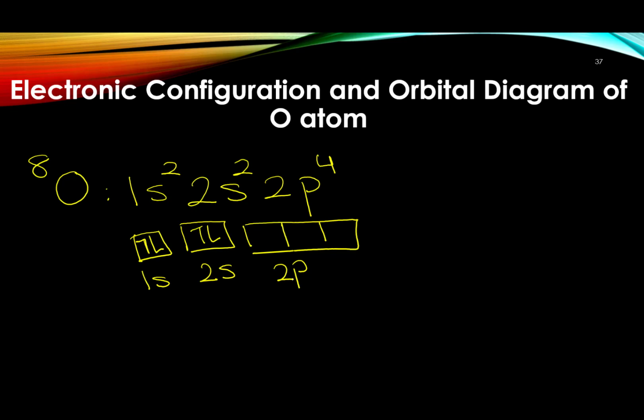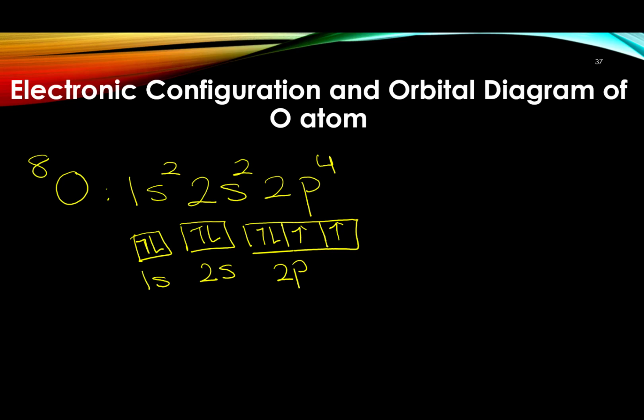Now here we have to follow Hund's rule. What did it say? For orbitals of the same energy level, you want to make sure you have at least 1 electron in each orbital. Rather than have 2 full and 1 empty, we're going to make sure you have at least 1 in each orbital. That's why we go 1, 2, 3, and 4. Okay, this would be the orbital diagram for the oxygen atom.